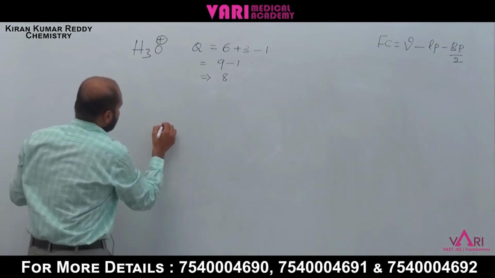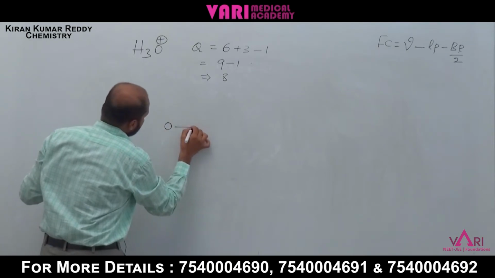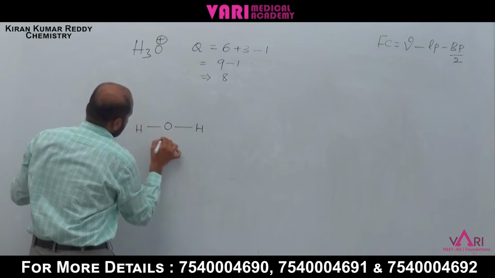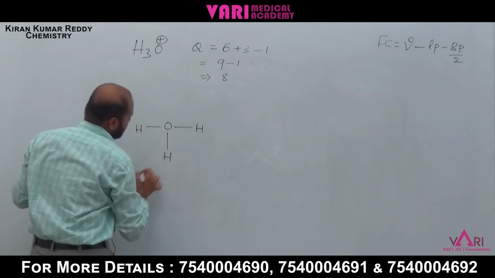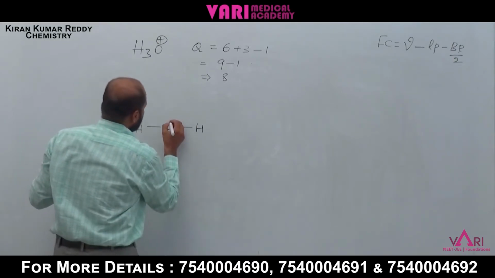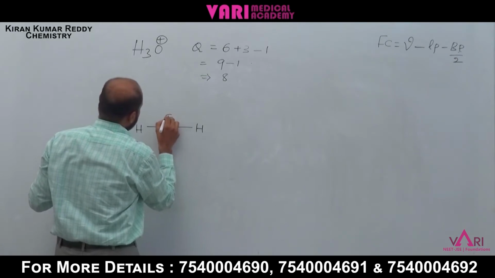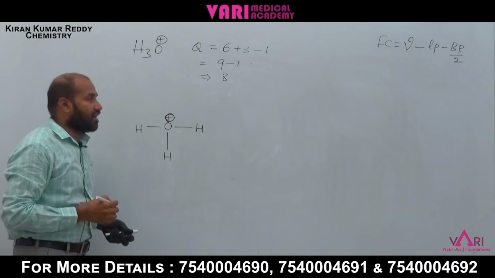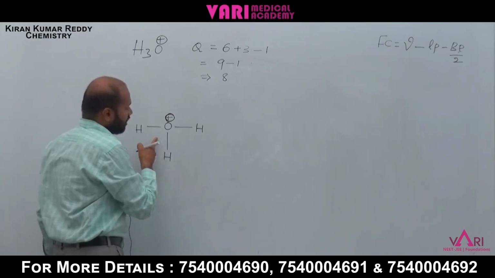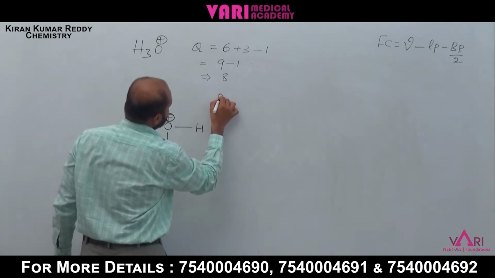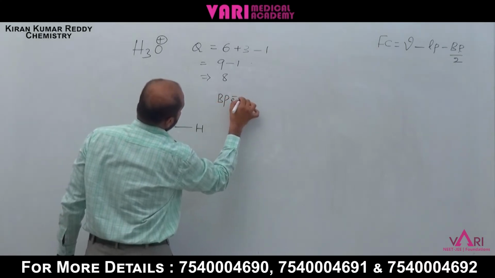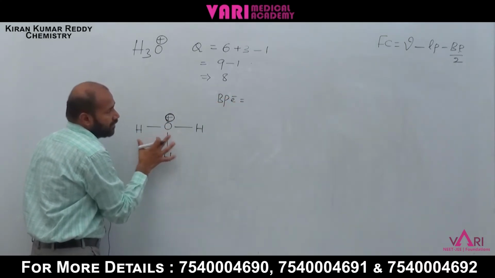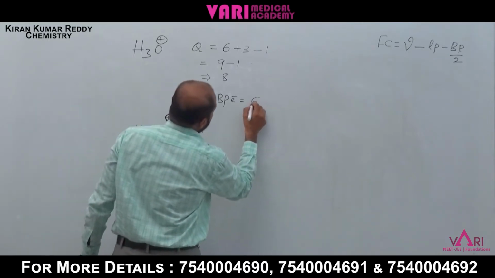Now I am taking oxygen and one of the hydrogens. How many bonds? 3 bonds are present. Where is the positive charge present? I already gave it on the central atom. Now bond pairs, tell me how many bond pair of electrons. Bond pair of electrons is equal to how many bonds? 1, 2, 3, so 3 twos are 6 electrons are present.